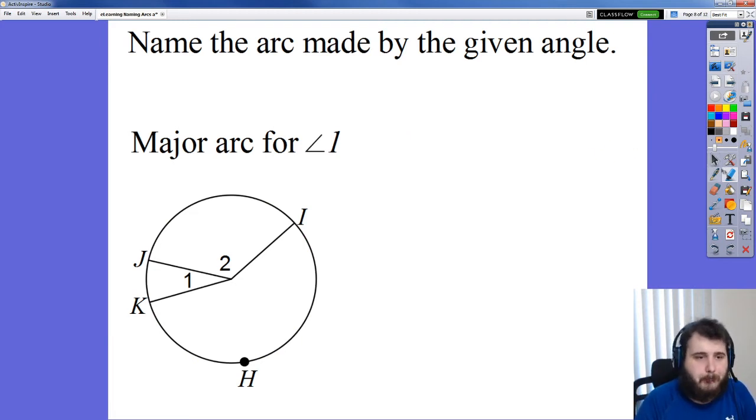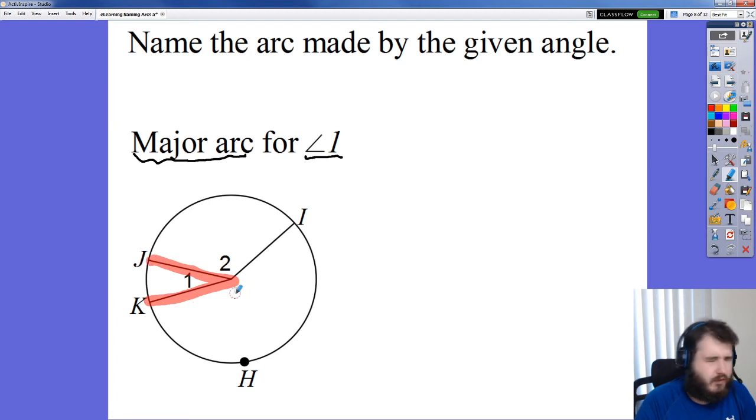All right, so let's take a look at what we're talking about. It says name the arc made by the given angle. They want the major arc for angle 1. Well, what does that mean? The major arc for angle 1. Well, what's angle 1? Angle 1 is this guy, KOJ.